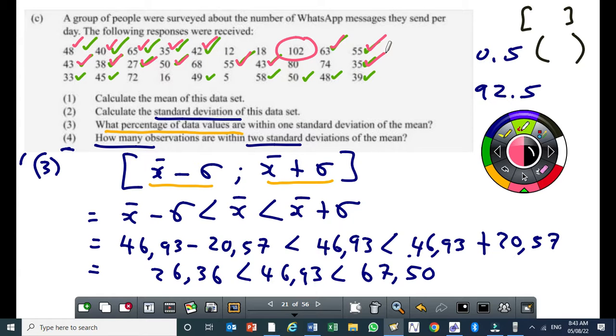I hope you're following what I'm doing. Then 33, yes. 35, 72, no. 60, no. 49, yes. 58, yes. 50, yes. 48, yes. 39, yes.